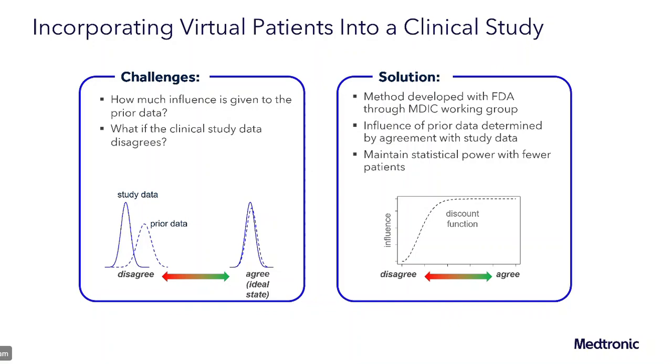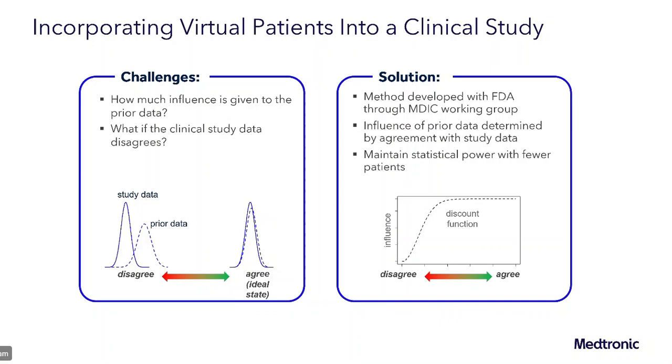And so what we started to think about, and we worked with FDA and MDIC, which Adam will discuss, is how can we make a methodology that allows us to leverage the prior to a certain degree, but then at a certain point, if there's too much disagreement between the prior and the study data or your likelihood, you would essentially start to discount the prior in a more rigorous way.